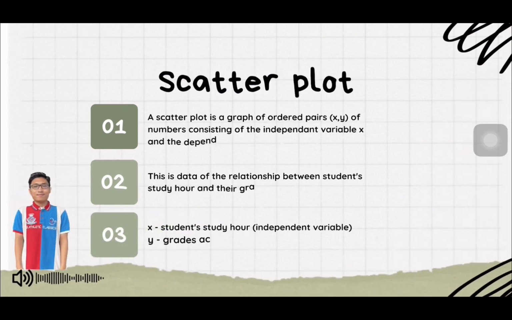Next, I'm going to explain a scatter plot. A scatter plot is a graph of ordered pairs, x and y, of numbers consisting of the independent variable x and the dependent variable y. This is data of the relationship between students' study hours and their grades achieved. X is student study hours, the independent variable, and y is grades achieved, the dependent variable.